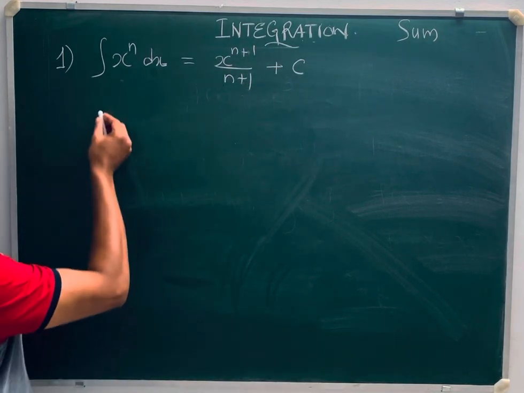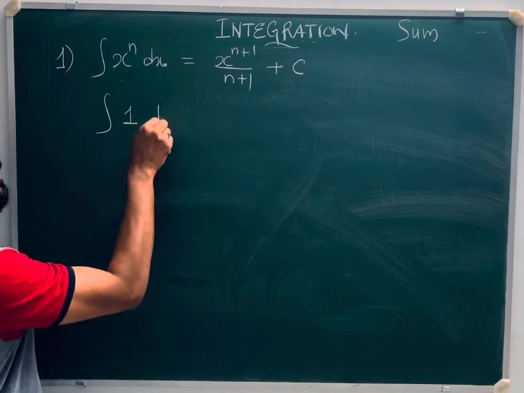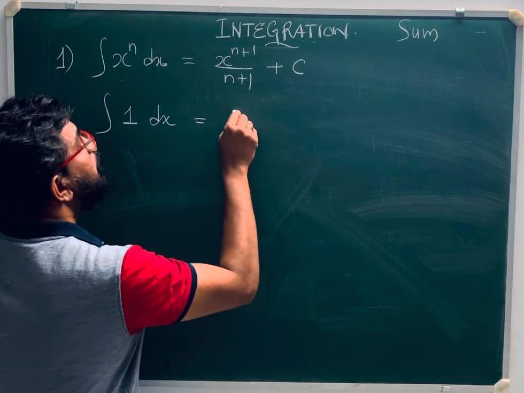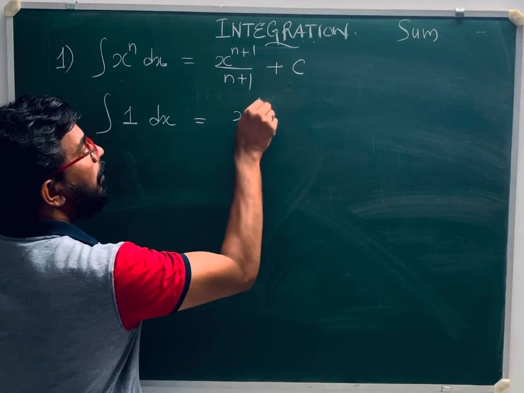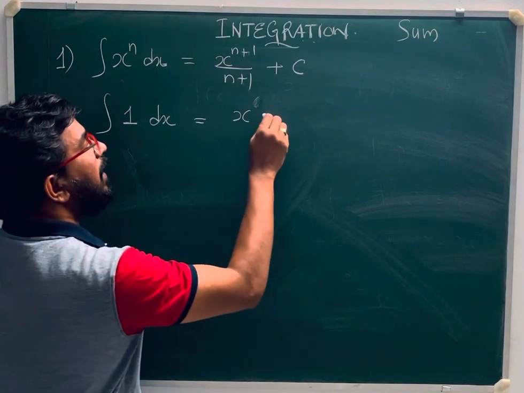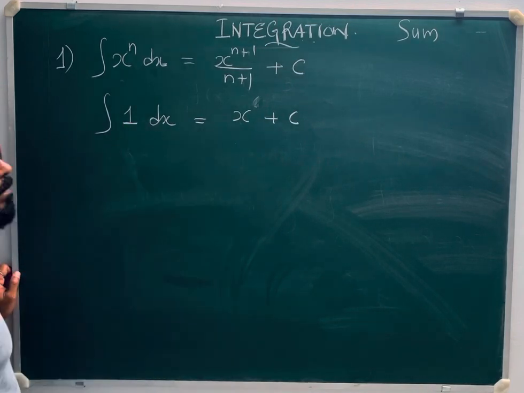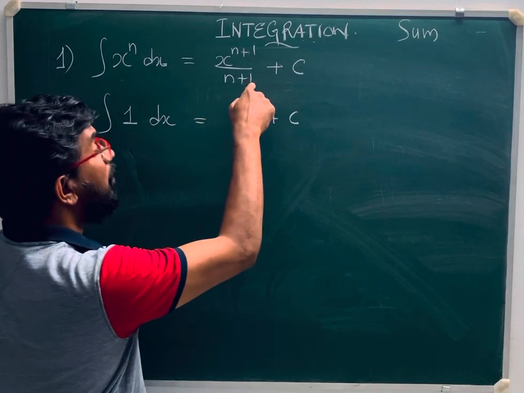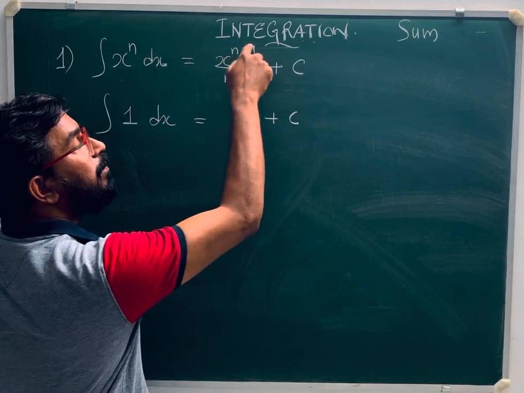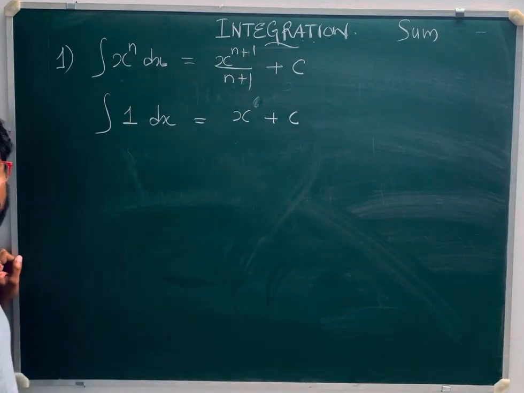Adjacent to that, you can think about what will be integral 1 dx. 1 dx is x power 1 it will come, or it is just x plus c, because if you differentiate x you will get 1. Whatever answer you write here, if you differentiate you get it back. 1 by n plus 1 into n plus 1 x power n plus 1 minus 1, the n plus 1 cancels, you get x power n back.